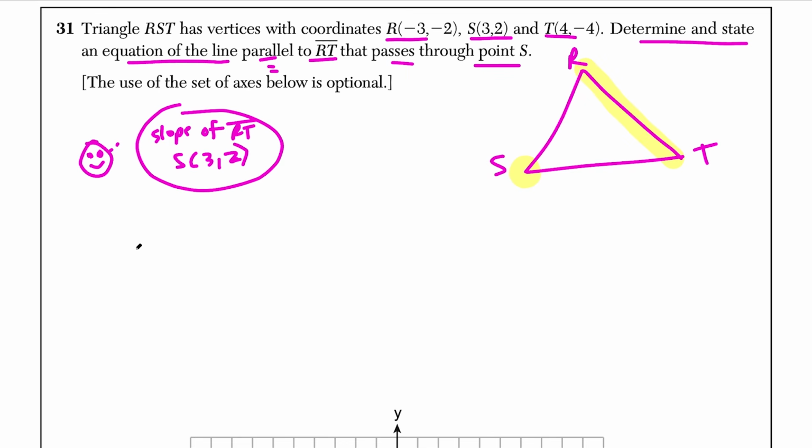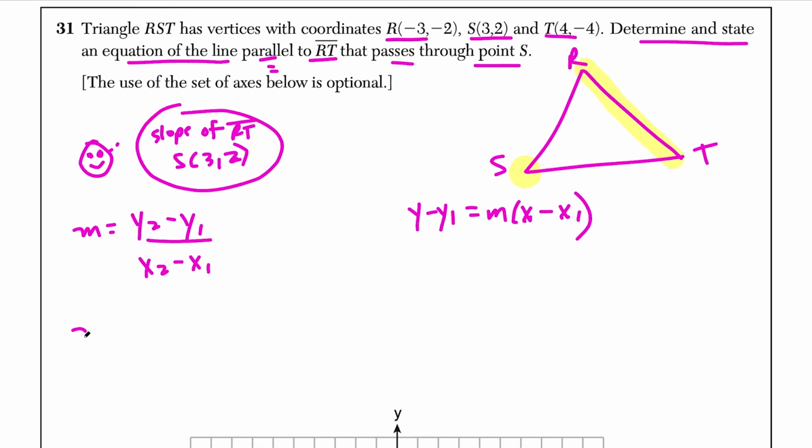The formula that we're ultimately going to use is y minus y1 equals m times x minus x1. This is the point slope form equation, and it's very helpful for this question. So first, let's find the slope of RT. The slope formula we're going to use is y2 minus y1 divided by x2 minus x1. So now we just plug in the points here.